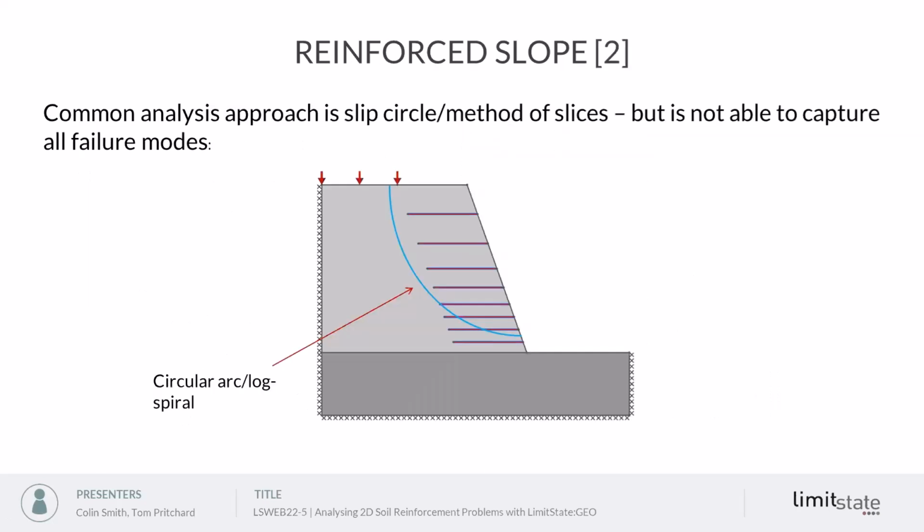So a common analysis approach would be to use a slip circular method of slices, such as indicated here. And that works pretty well, but it's not going to be able to capture all possible failure modes. So I'll have a look at how we work that in the software. I'll just bring up the software.